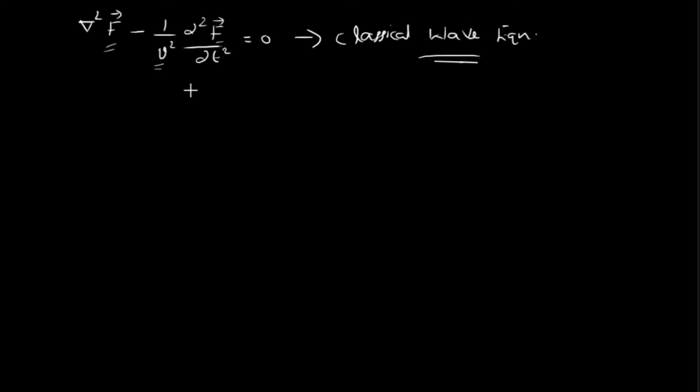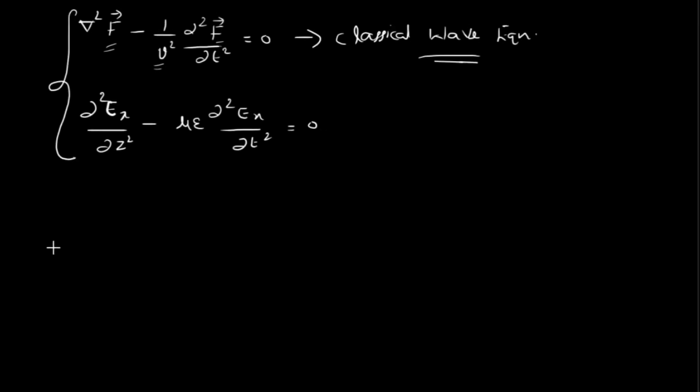Now if I compare this equation with my existing equation, what is my existing equation? My existing equation is del square Ex by del z square minus the medium terms, that is minus mu epsilon del square Ex by del t square equal to 0. So you are asked to compare these two equations. Here del square is nothing but del square by del z square or x square or y square, whatever. And here also I have del square by del t square.